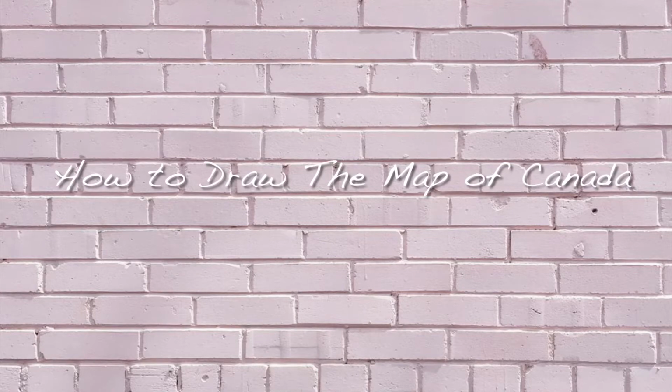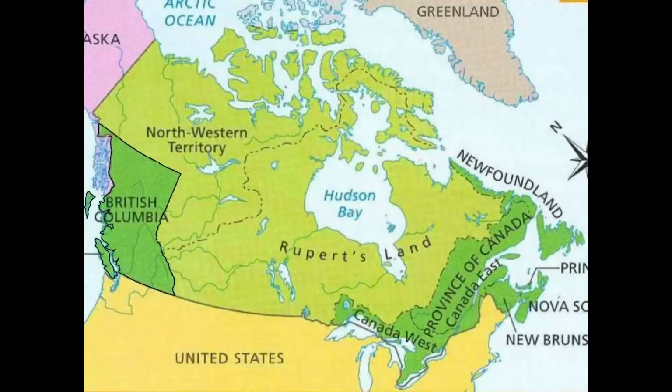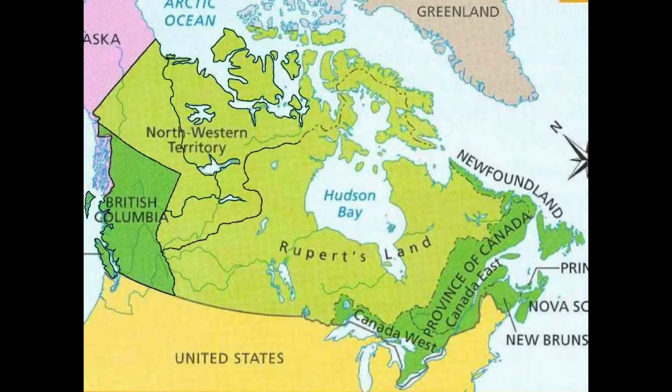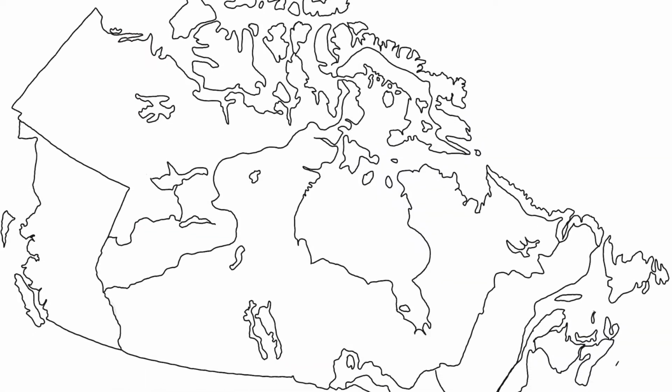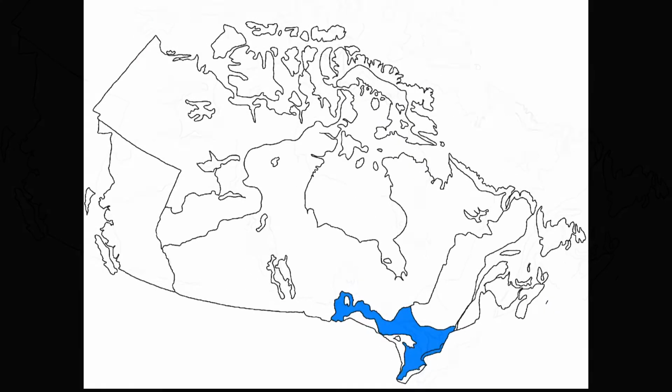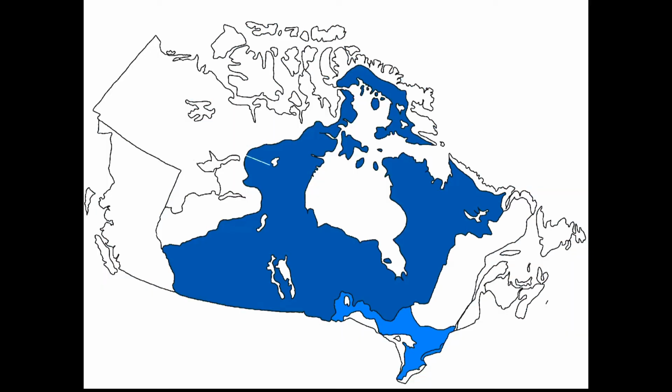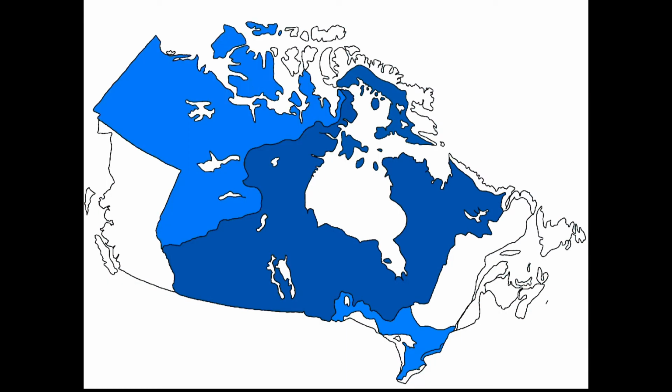I will be teaching you guys how to draw the map of Canada. First, we have to look at a picture reference and draw overlines of the map. Then divide them into their colonies and color them blue for English and orange for French.